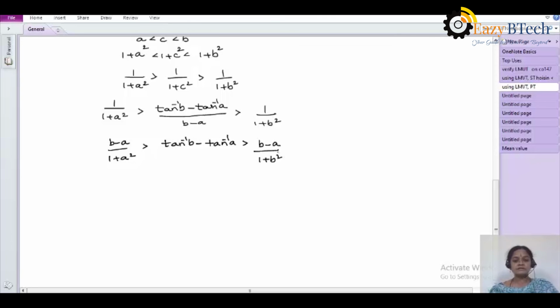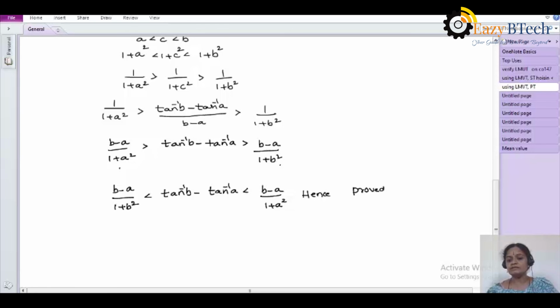Now please observe the question there. The first term (b - a)/(1+b²) is there in the question. This is the first term and this is the last term in the question. Interchanging the values, the symbols also will change: (b - a)/(1+b²) < tan⁻¹b - tan⁻¹a < (b - a)/(1+a²). So hence proved. Using LMVT we proved this one.